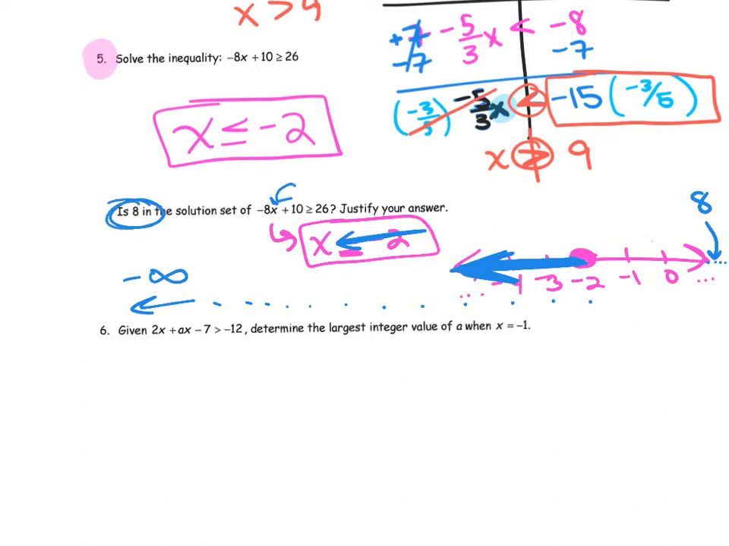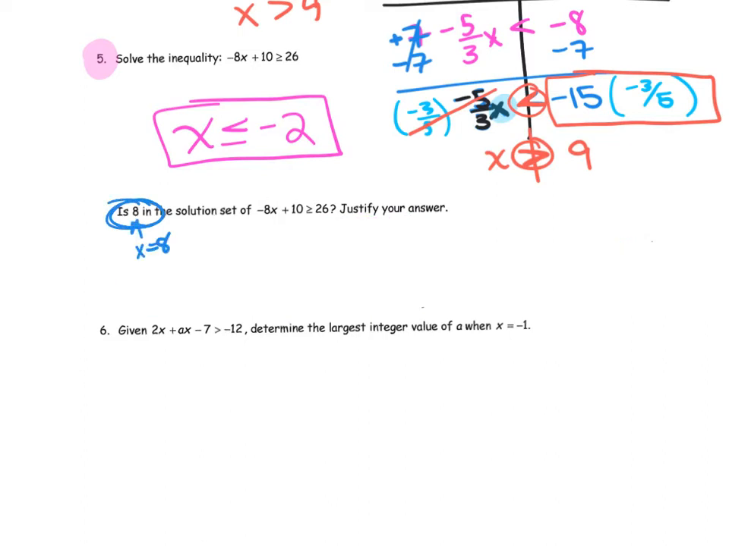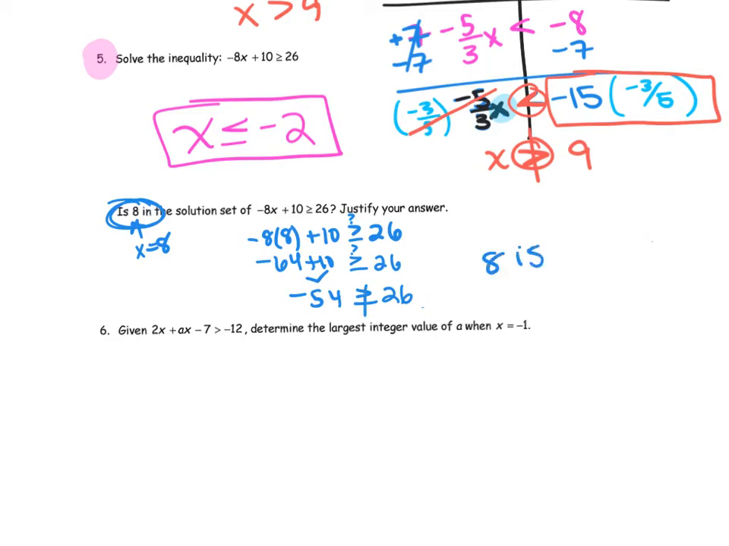Plug in 8 for x. So let's do that. I'm going to plug in 8 for x. So I have -8 times 8 plus 10. Is that greater than or equal to 26? We'll see. -8 times 8 is -64 plus 10. Again, I don't know, so I'm going to put a question mark. Is this greater than or equal to 26? When I combine like terms here, guys, -54 is not greater than or equal to 26. So 8 is not in this solution set.